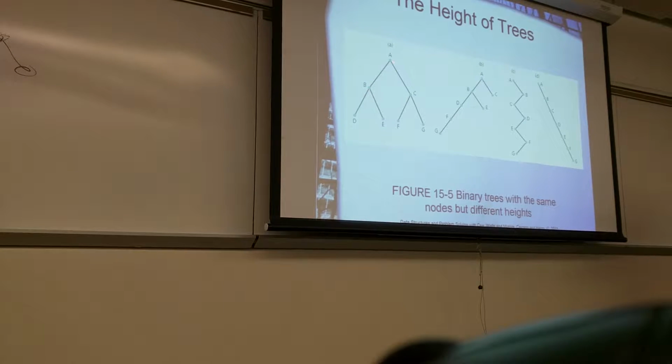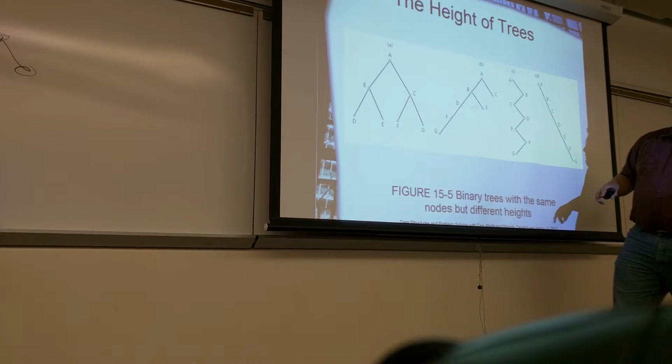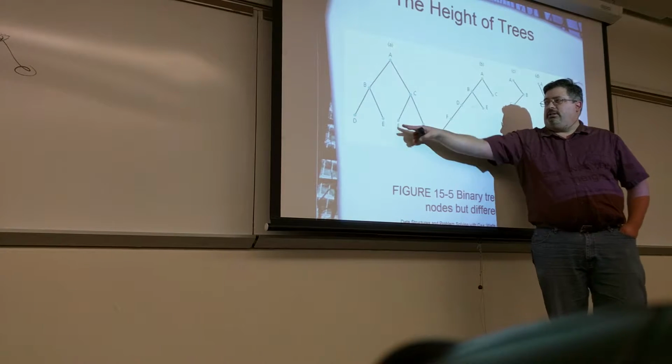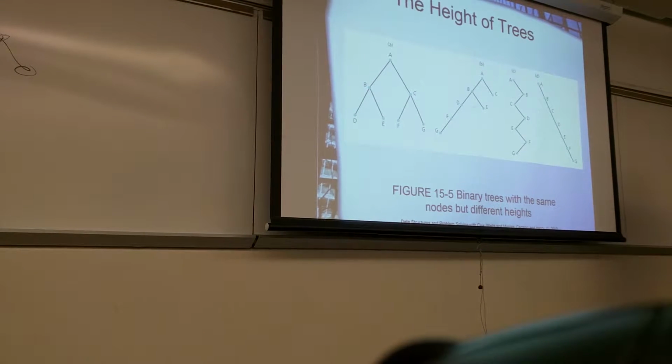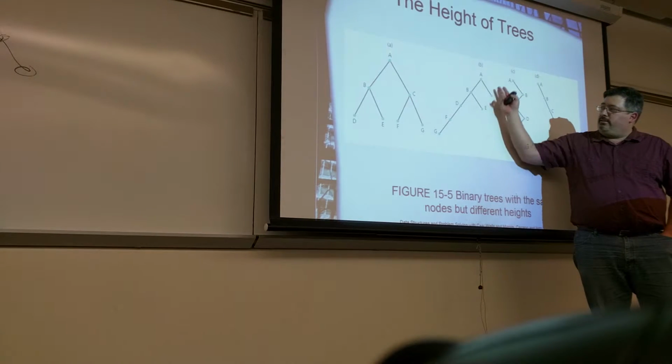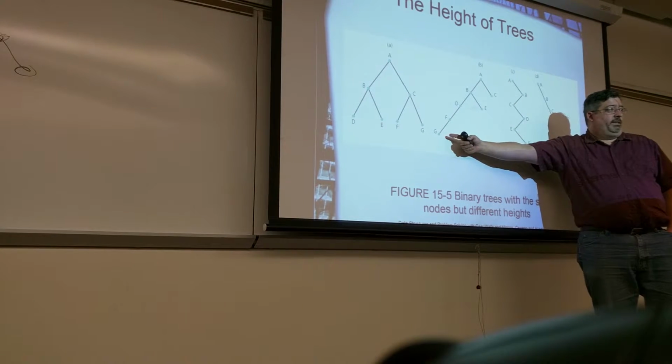So in this case, what level is node F? 3. So what's the height of this tree? 3. Right, because the max level is 3. F, G, D, and E all have that same level. In this case, what's the max height? 5. I mean max level. 5. So the height of that tree is 5. Even though we've got these little stubbies over here, this is what dominates the height of the tree.